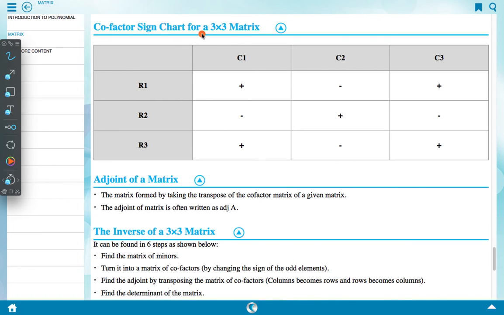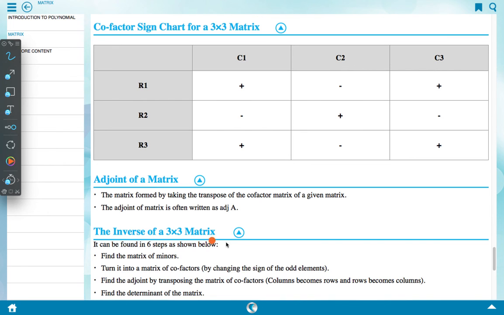Cofactor sign chart for a 3×3 matrix. Now C1, C2, C3, R1, R2, R3. See here, if C1 and R1 comes into plus, here minus, plus, minus, plus, minus, plus, minus, plus. In this way we can say that this diagonal is plus, and this diagonal is also plus. Adjoint of matrix: the matrix formed by taking the transpose of the cofactor matrix of a given matrix. The adjoint of a matrix is often written as adj A.